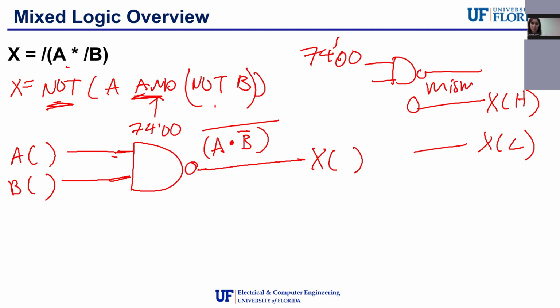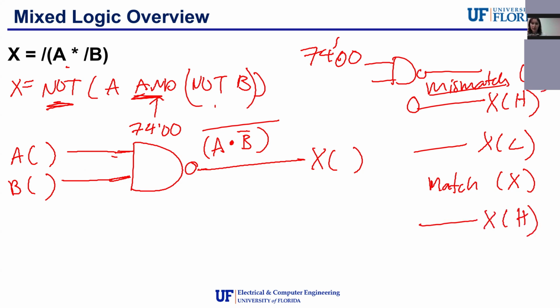It's just a mismatch. And just for clarity's sake, I'm also going to draw the situations where you have a match, which is this would give you X and this would give you not X. You have a match when there's no bubble connected to X active high. You have a mismatch when there's no bubble connected to X active low. So in this case, I have a bubble. I want a mismatch, which means X has to be active low.